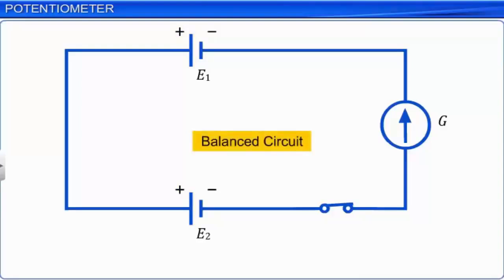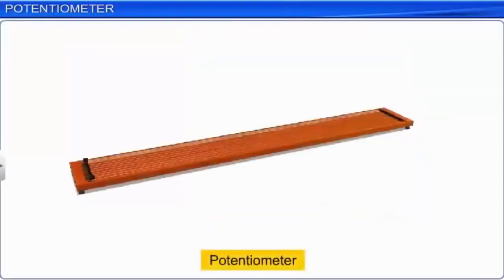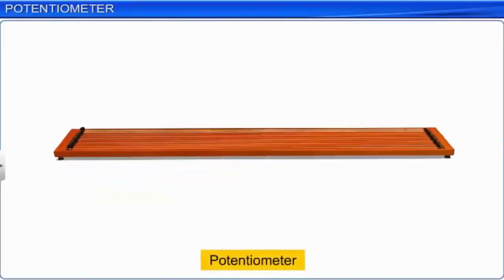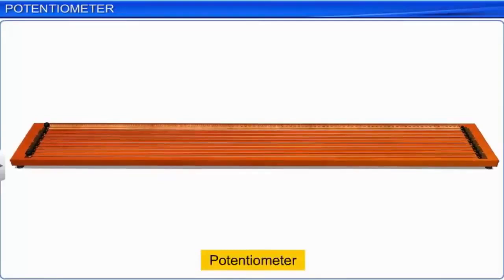Now let us learn about the potentiometer. A potentiometer consists of a long wire of about 10 meters in length, with a uniform cross-sectional area, fixed to a wooden board. This is usually done with separate pieces of wire of 1 meter each, fixed parallel to each other to the board, with endpoints connected by copper strips so that the combination acts as a single stretched wire.